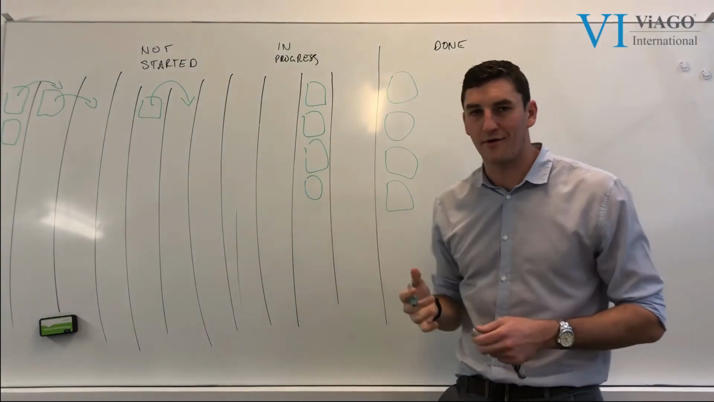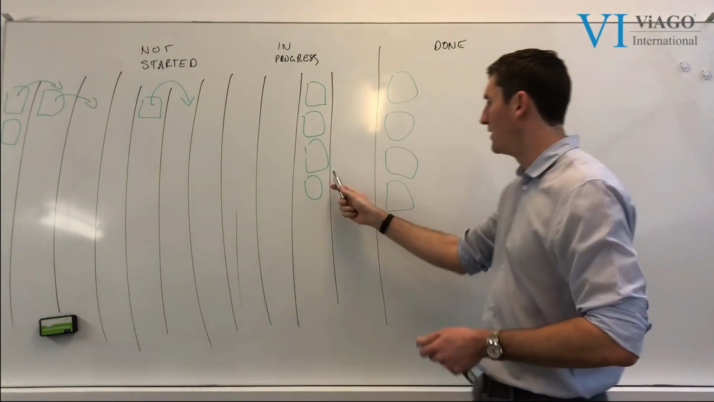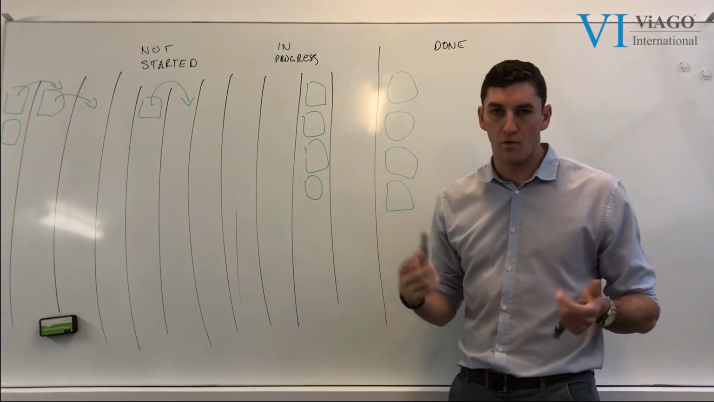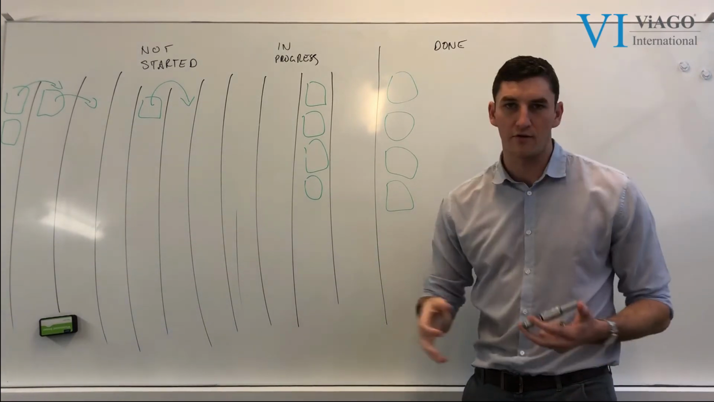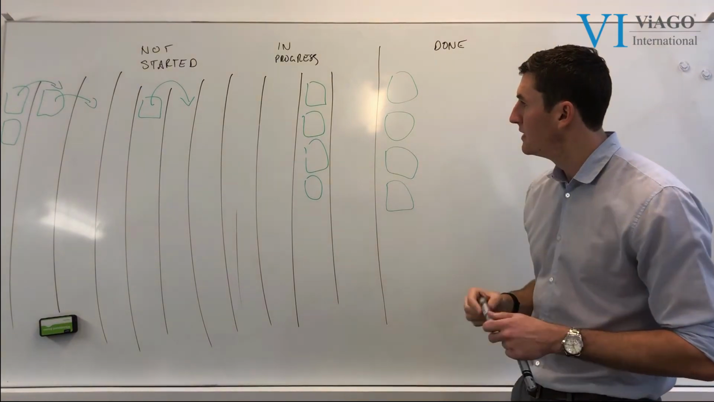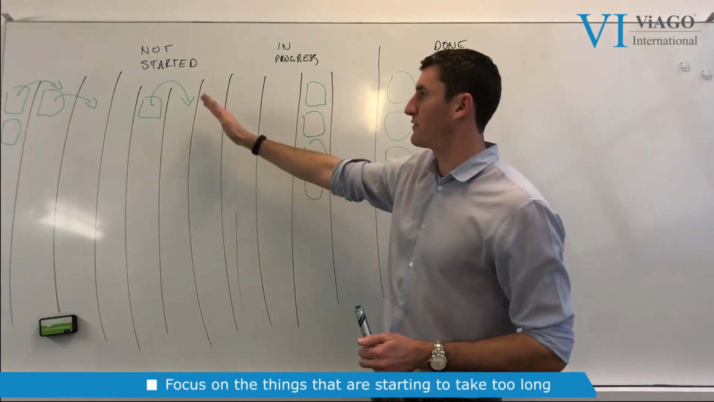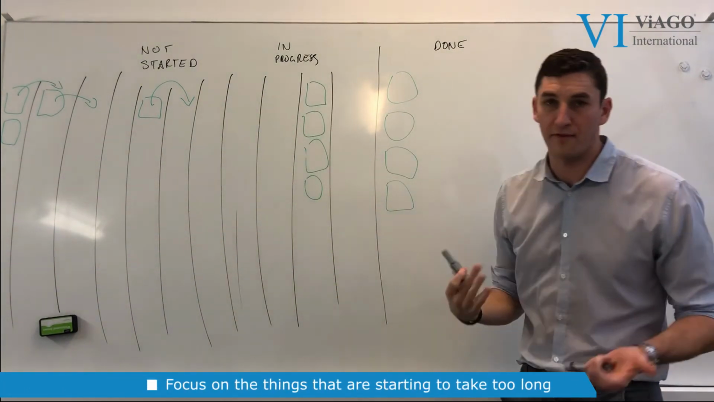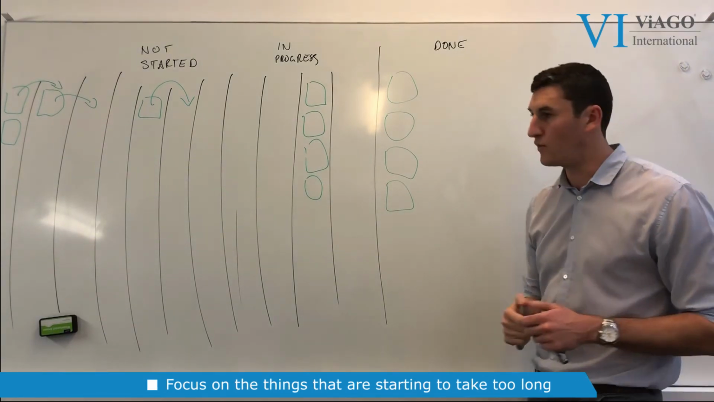Because you're not going to get to those on time. Things are starting to take too long. Either your sprint's going to run over, or just in general, progress is going to slow down on your project. So that's where you want to focus first. You want to focus on these things that are starting to take too long, and hopefully the rest of the team can get involved in that as well.